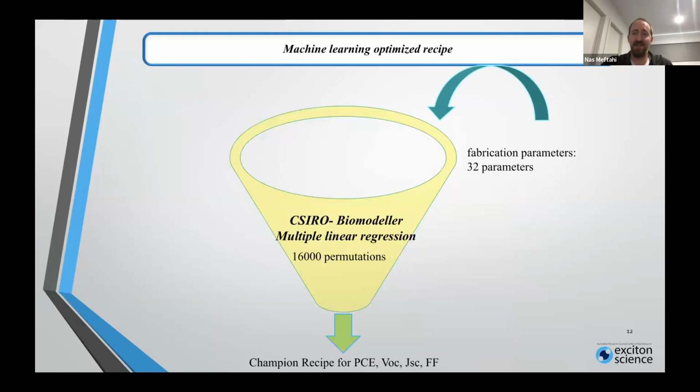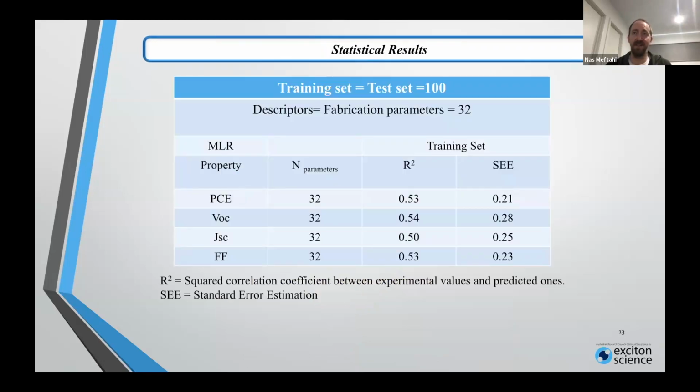So we took these 32 possible fabrication parameters and put them into a machine learning algorithm that was developed at CSIRO. It looks at the 16,000 possible permutations and gives us a champion recipe. These are the statistics that came out. Out of the 32 parameters, look at the R squared, which is basically the regression fit to a multiple linear regression, and the standard error of estimation, which is on average, for each data point, how far off it is from the real point. Getting an R squared of 0.5 is not fantastic, but it's good enough to start to look at the relationships between the variables and the resulting properties.